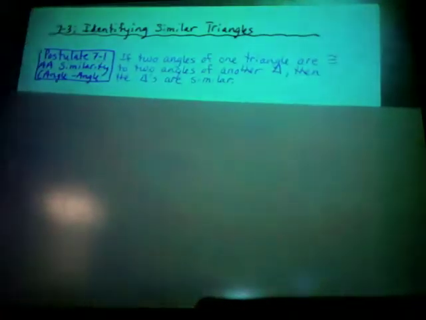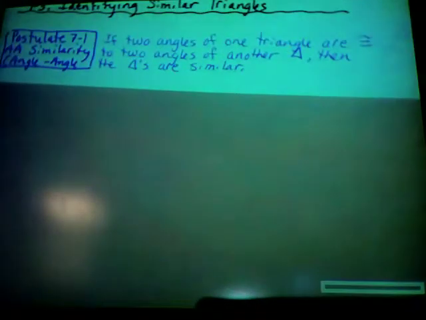SSS, what else? SAS, what else? AAS, and then what was the other one? Did we say SAS? We said SAS. And then ASA. Can you have SSA? No. Not for congruent triangles. So very similar postulates you're going to see.